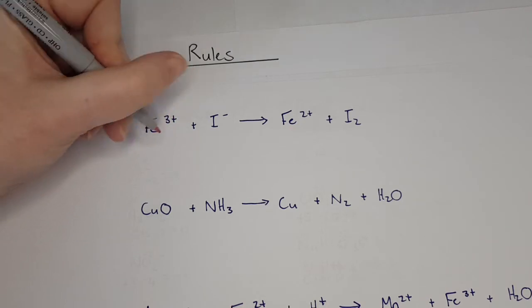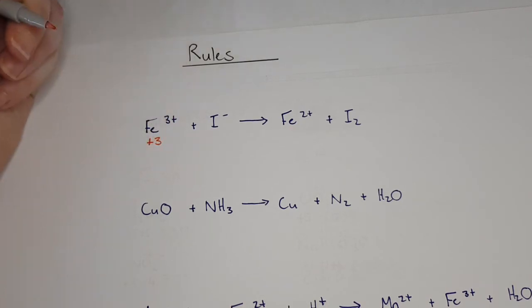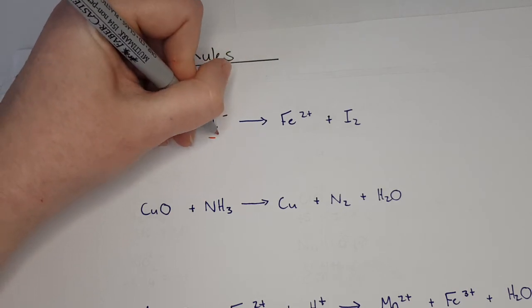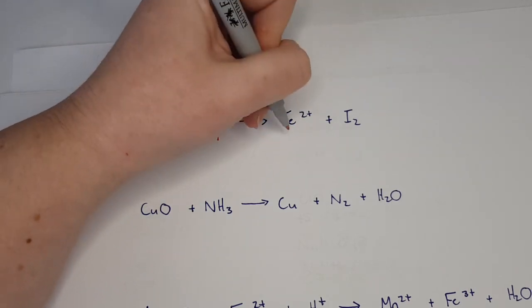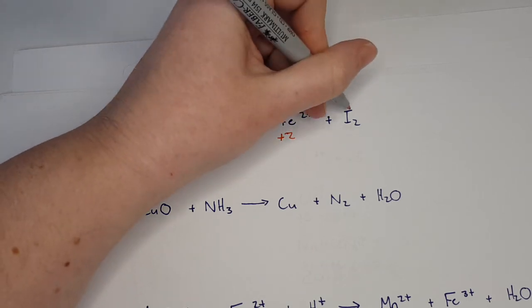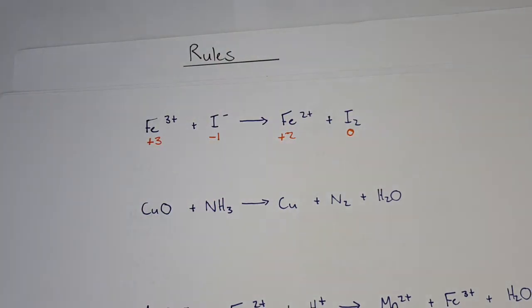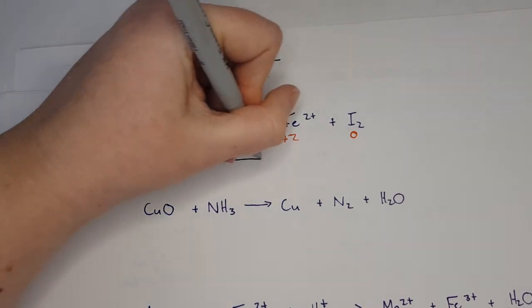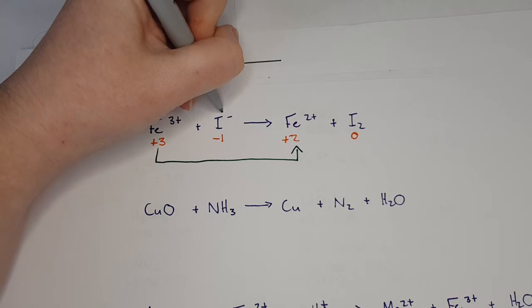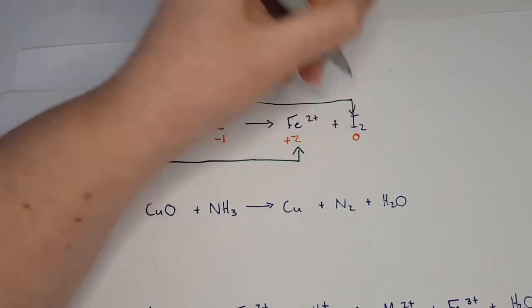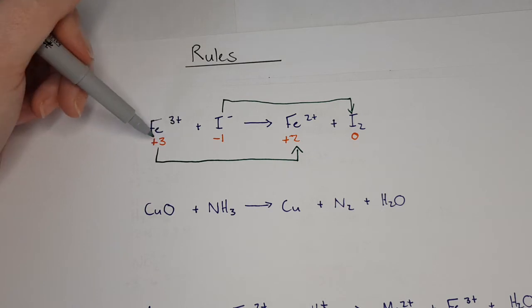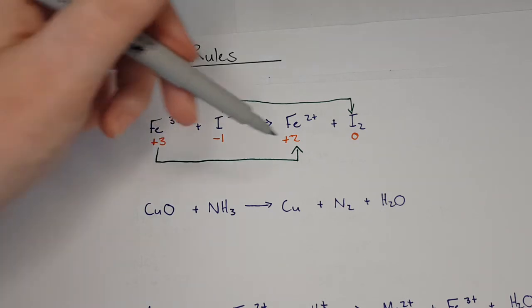So Fe3+, it's an ion, which means its oxidation number is its charge. The same for I-, Fe2+, and I2 is an uncombined element, so that must be 0. So now I have oxidation numbers for each thing. And now I can look at where I've got iron to iron and iodine to iodine. So I can see that iron goes from +3 to +2.